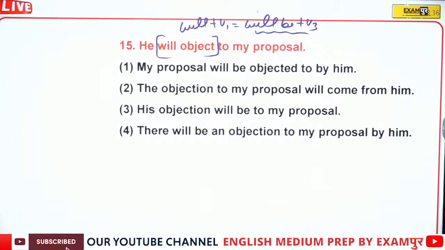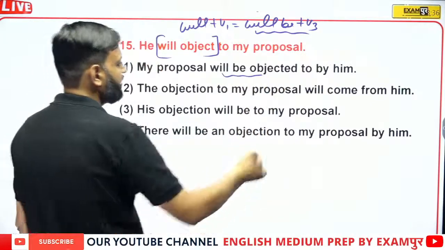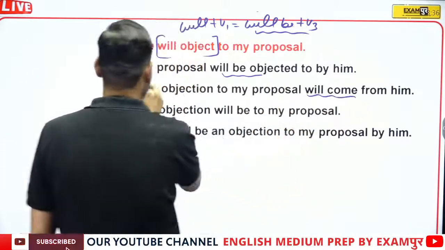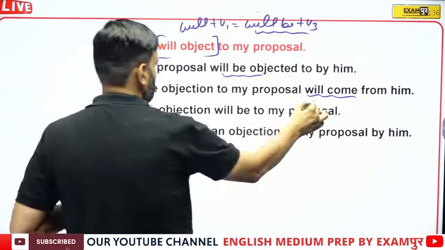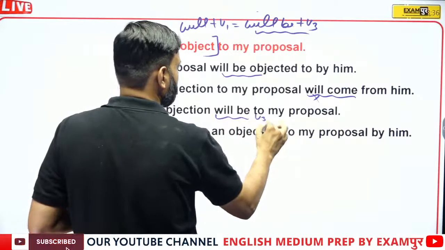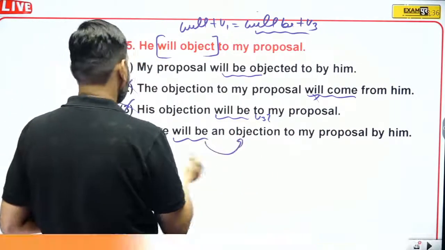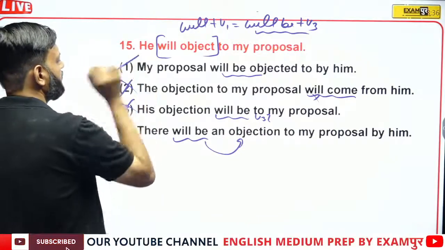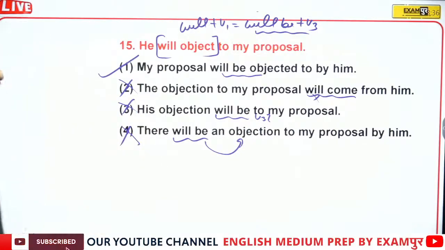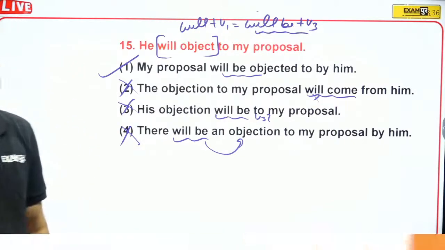Now, my proposal: here we have will be plus third form, but in this sentence it is missing, so it cannot be the answer. Here we have will be but the third form is missing, cannot be the answer. Or here we have will be and the third form is missing, cannot be the answer. So the answer is option number 1: My proposal will be objected to by him.